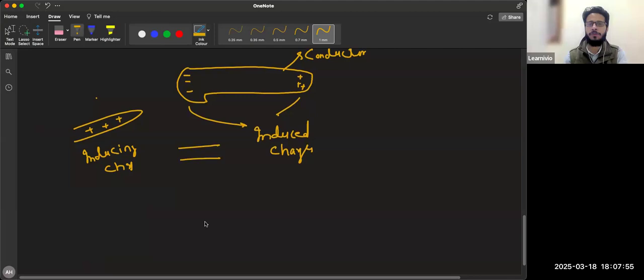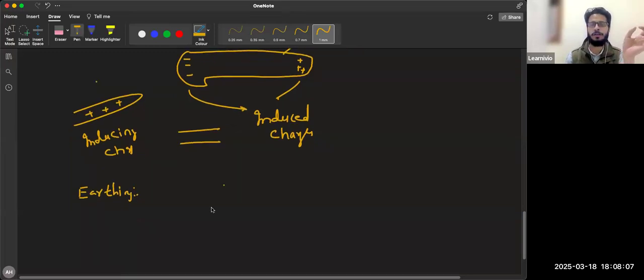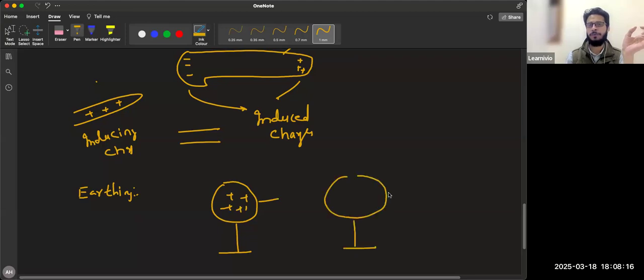There's one more thing that we'll use here, and that is earthing. Earthing means connecting a conductor with earth. This process is known as earthing. You take a conductor, a charged conductor. You connect this conductor with earth. When you connect this conductor with earth, if this charge is not attracted to any other conductor, then this charge will flow to the earth. That is known as earth.